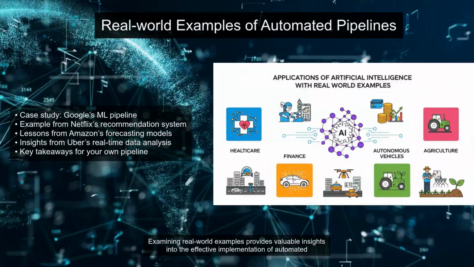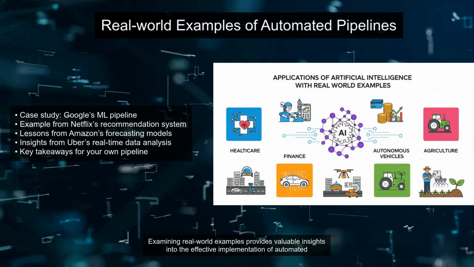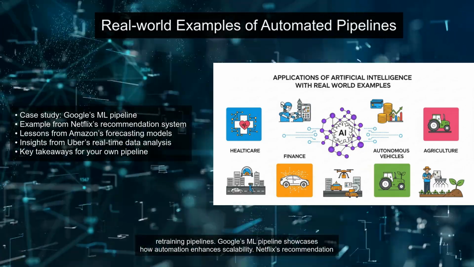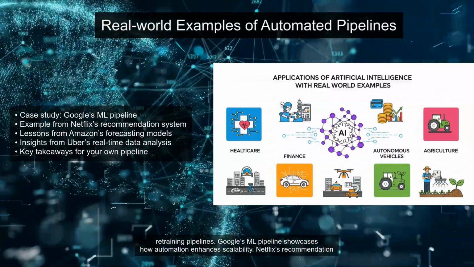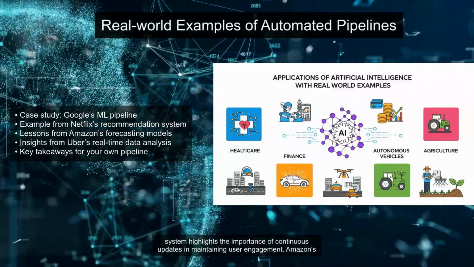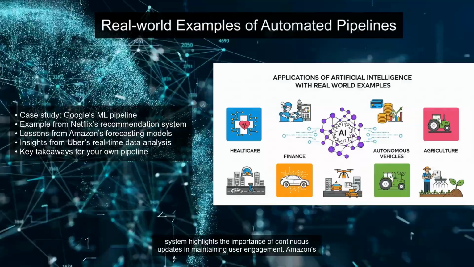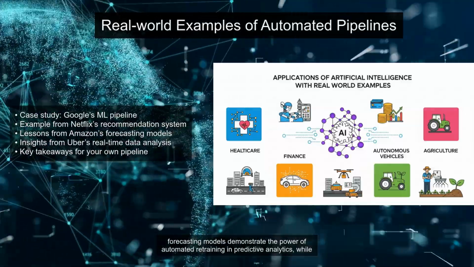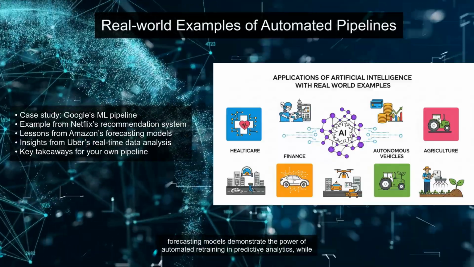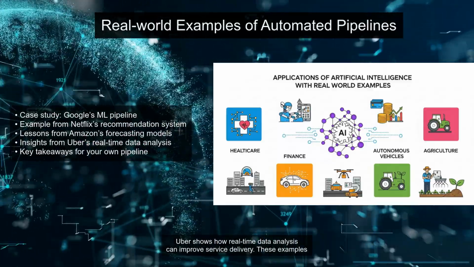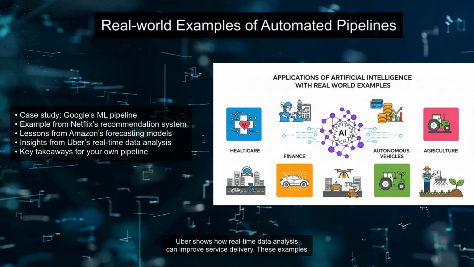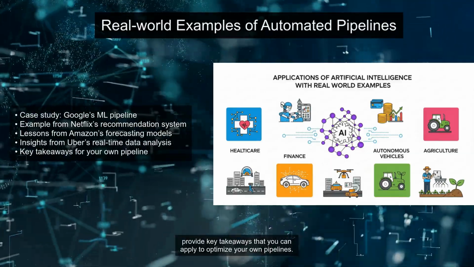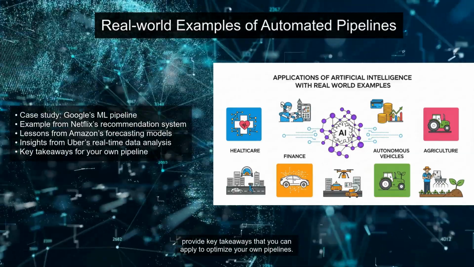Examining real-world examples provides valuable insights into the effective implementation of automated retraining pipelines. Google's ML pipeline showcases how automation enhances scalability. Netflix's recommendation system highlights the importance of continuous updates in maintaining user engagement. Amazon's forecasting models demonstrate the power of automated retraining and predictive analytics, while Uber shows how real-time data analysis can improve service delivery. These examples provide key takeaways that you can apply to optimize your own pipelines.